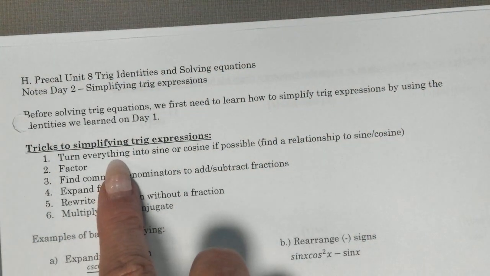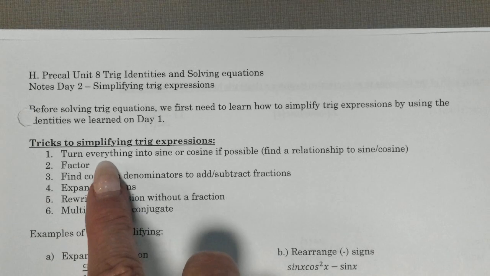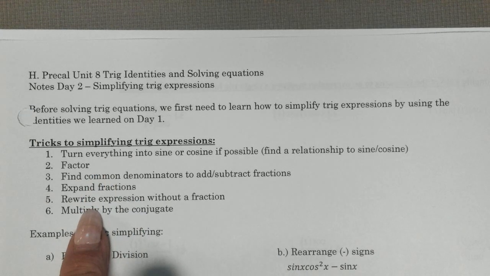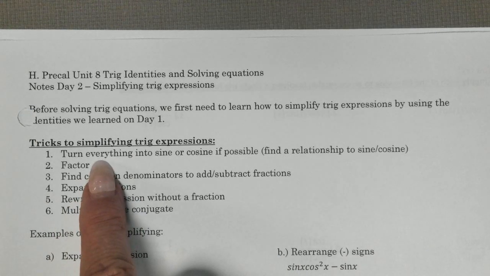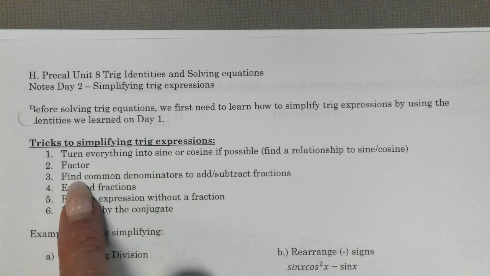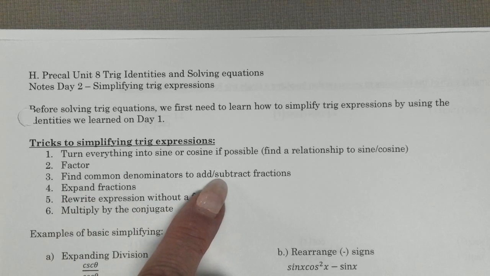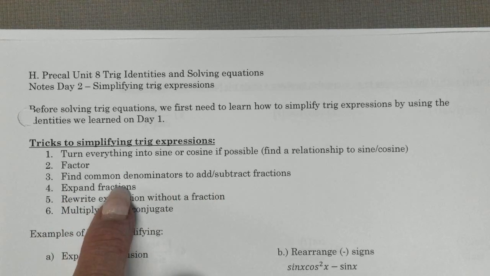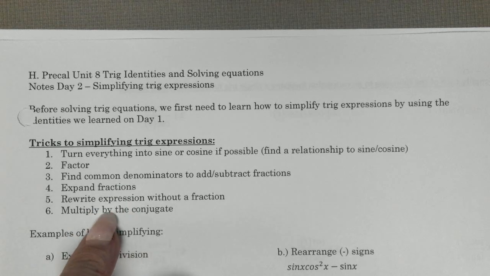There's multiple steps that you can use to do this. Here's a few ideas to help you. First, you can turn everything into sine or cosine. You can factor. You can find a common denominator when you're working with fractions. You can expand your fractions. You can rewrite expressions without a fraction, and then multiply by the conjugate.